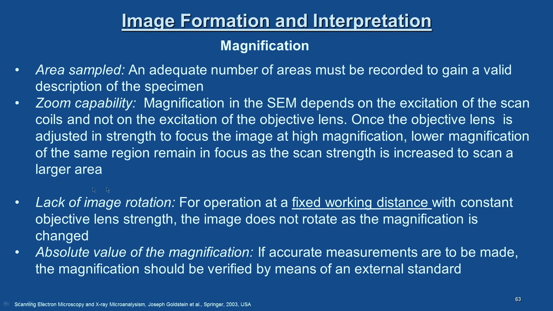And another important point is a lack of image rotation. For an operation at a fixed working distance with a constant objective lens strength, the image does not rotate as the magnification is changed. So, at a fixed working distance, your image is not going to rotate.